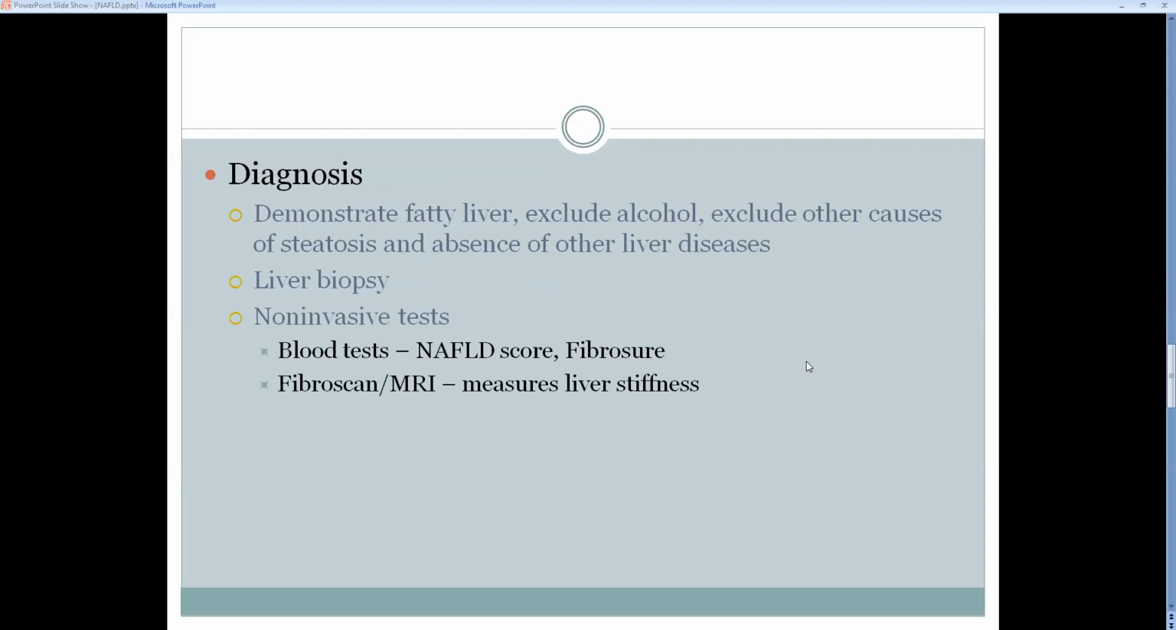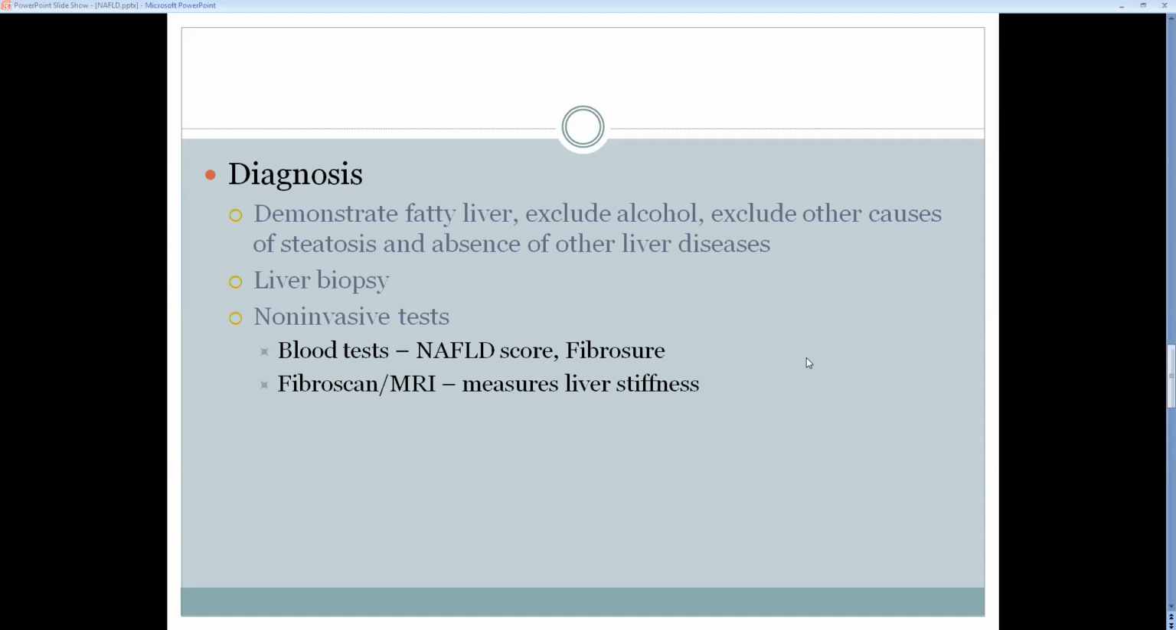So, diagnosis. Of course, you have to demonstrate that there's fatty liver. And you can demonstrate that either by imaging or by biopsy. You need to exclude alcohol, especially heavy alcohol intake. So what is considered heavy alcohol intake? Currently, the guidelines state that greater than 21 alcoholic drinks per week in men, or greater than 14 per week in women.